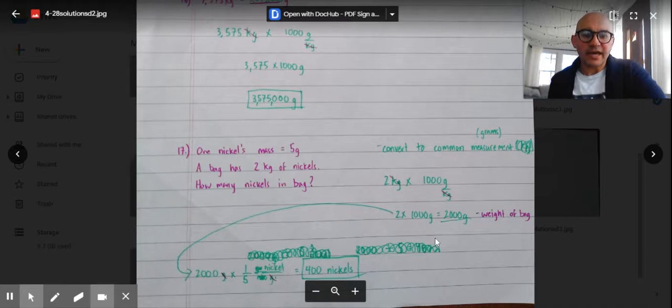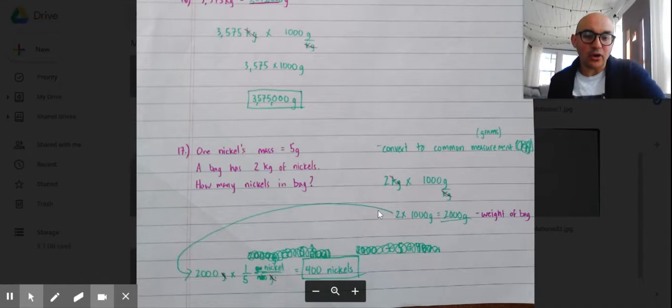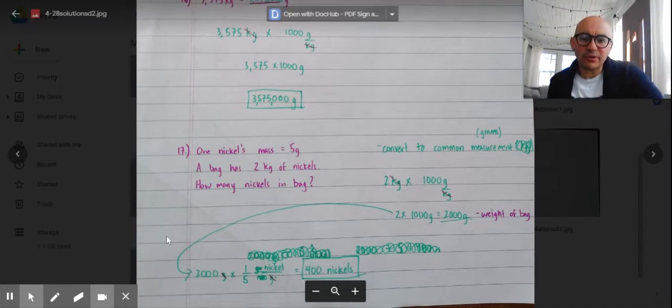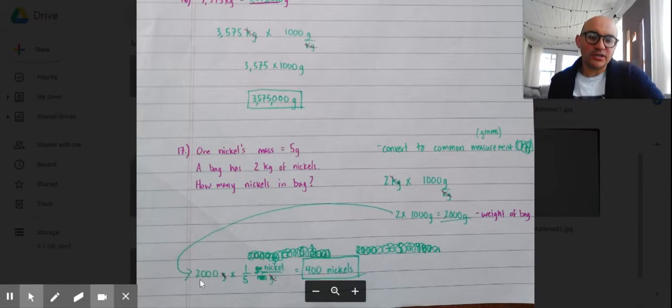Okay. And the only reason you see this big arrow is because I had a couple of errors, and I thought I didn't have enough space down here. So if you'll follow my arrow, I take that weight of my bag down here, and now I just multiply it times another unit rate.